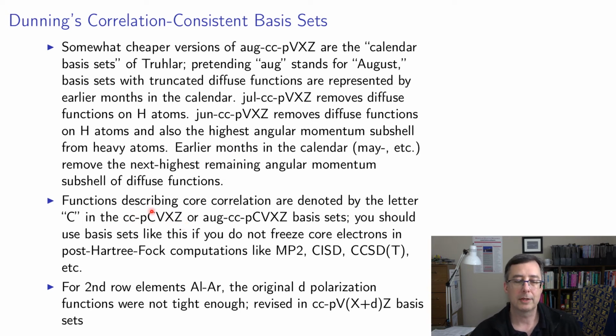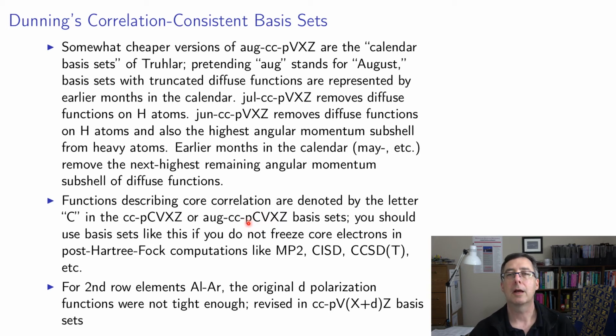You will also sometimes see an extra letter C in these basis sets. So what if I had cc-pCVXZ? Okay, so there's an extra letter C. What does that mean? That means I add core correlating functions. So functions that are tighter and describe electron correlation motions near the nucleus involving the core electrons. And if I want really high accuracy calculations, then I probably should include these.